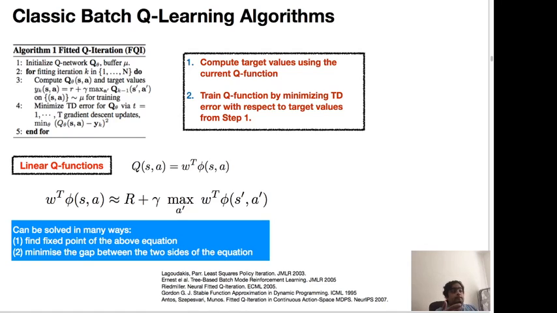You can also try to minimize the gap between the two sides of the equation, which is another set of methods to solve it. And all these sets of methods give rise to a broad spectrum of algorithms that have been utilized in the batch setting.